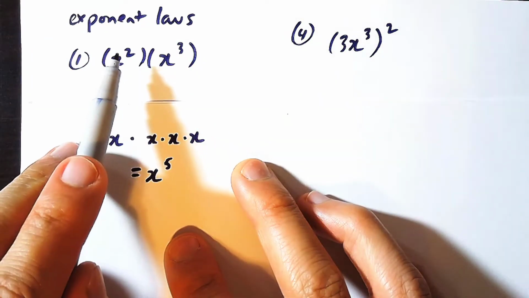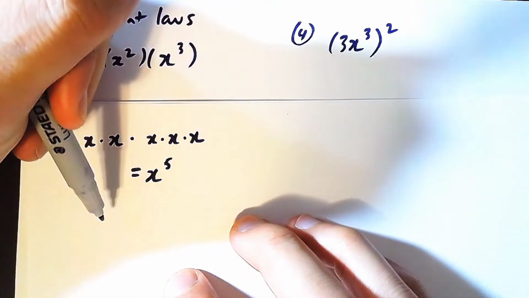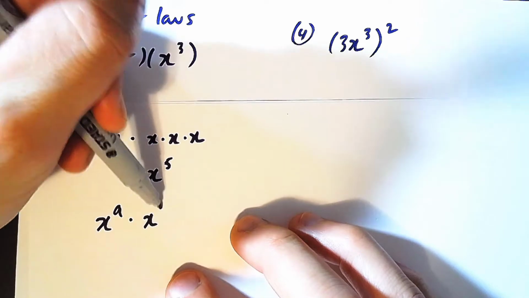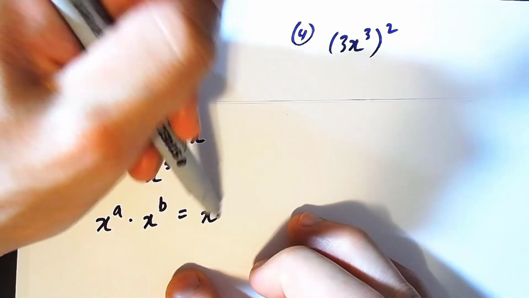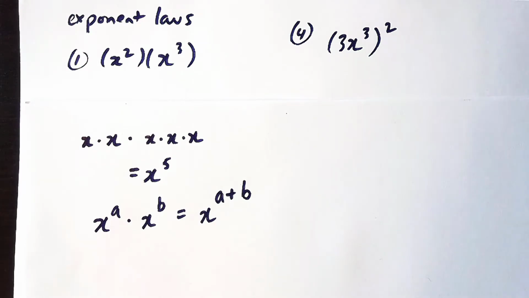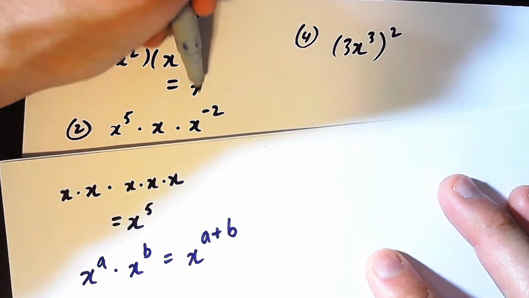So in general, we add the exponents with the same base. So x to the a multiplied by x to the b is equal to x to the a plus b. That's an exponent law. So this answer here is x to the 5.